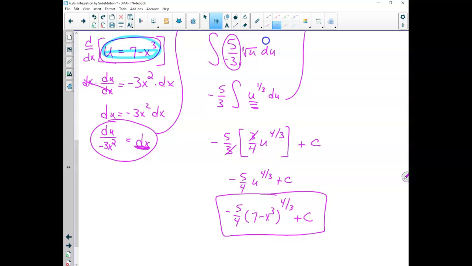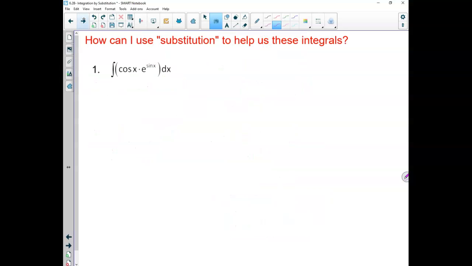And I can get it without nearly as much thought. I just trust the process, okay? So I'm going to do a couple more here. How can I use substitution to help these integrals?